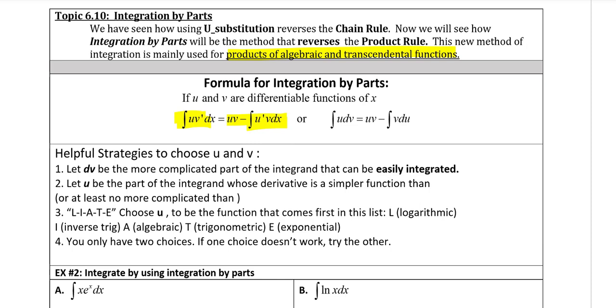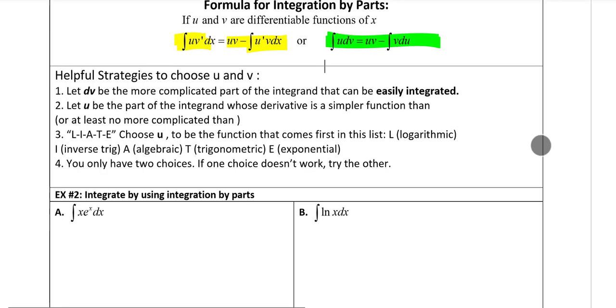We take uv minus the integral of u prime v dx. So the easiest way to see this and how we work through this is in this form right here. This is the form I'll be using mostly. So when you go to integrate this, you get uv minus the integral of v du. Okay, so how do you go about doing this?